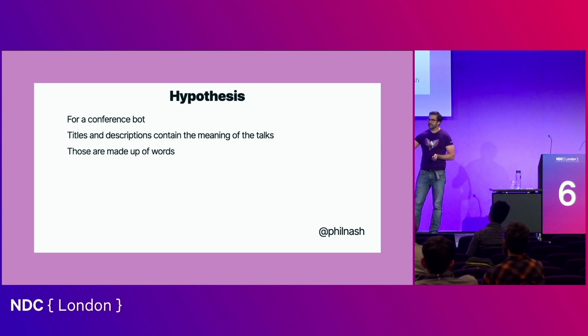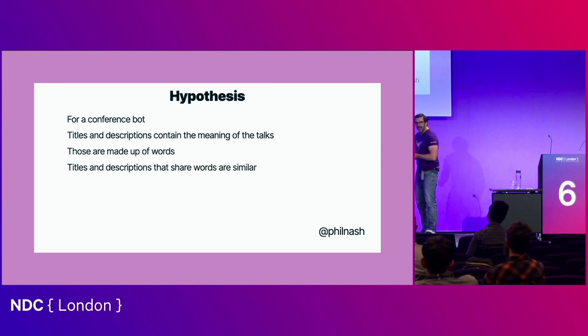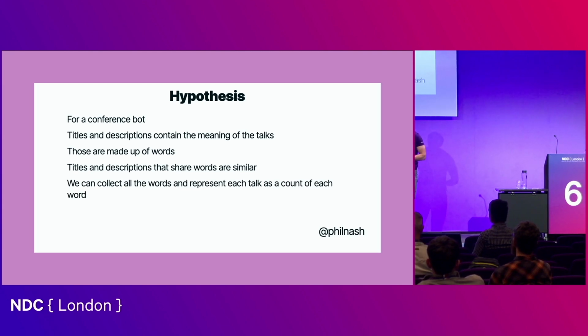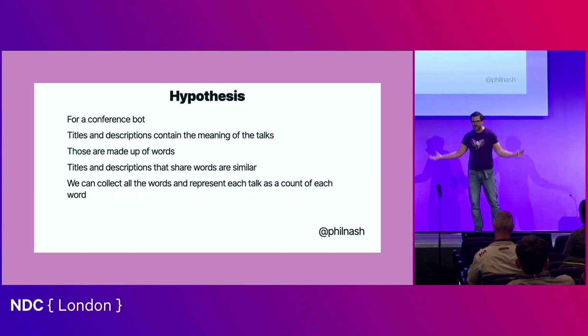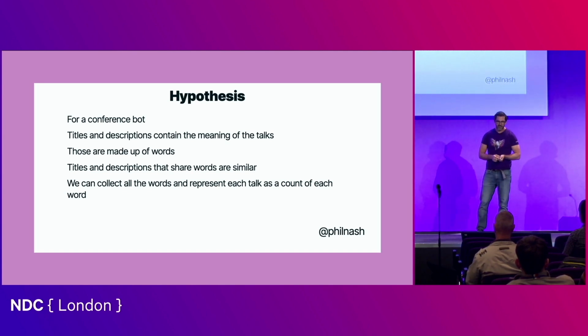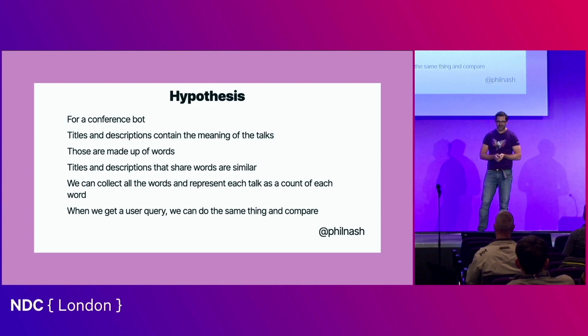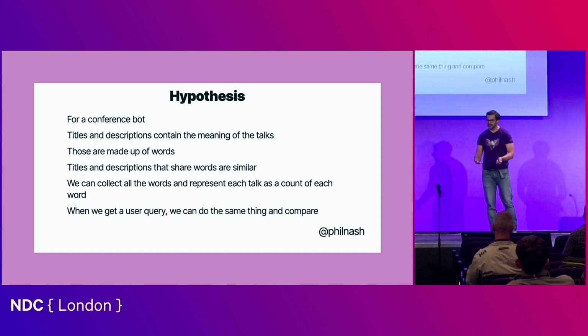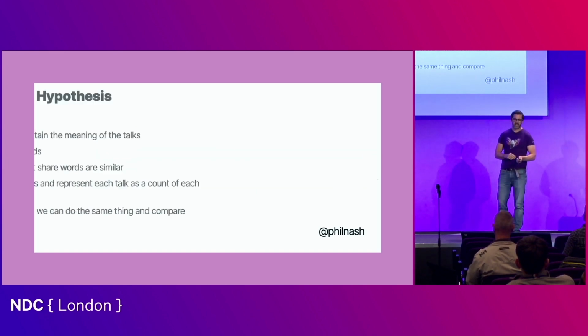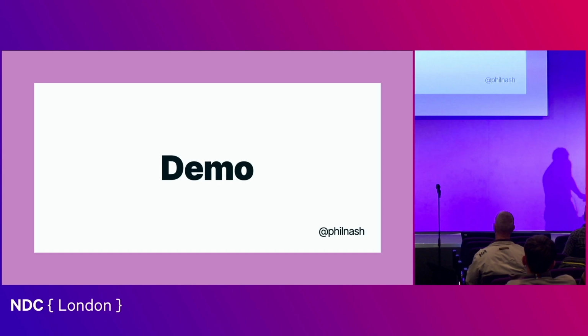Those are made up of words. And the titles and descriptions that share words are therefore similar. That's a reasonable hypothesis, I think. And so if we collect all of the words and represent each talk as a count of each of the available words in the entire vocabulary of the conference, then we can take a user query, do a similar count of the words, and compare them somehow. We'll get to comparison later, but let's go and build this.